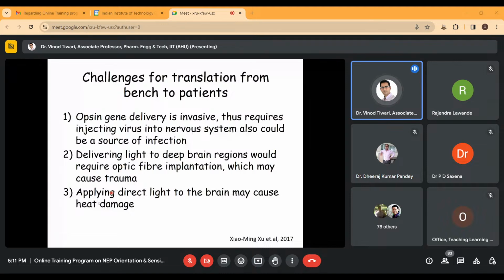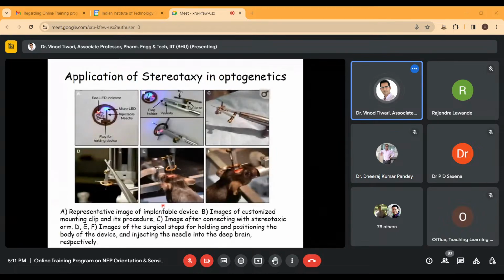But yes, this technique is currently in preclinical research where we are trying to identify new and new signaling pathways involved in certain diseases and how they are getting modulated after the drug injections.